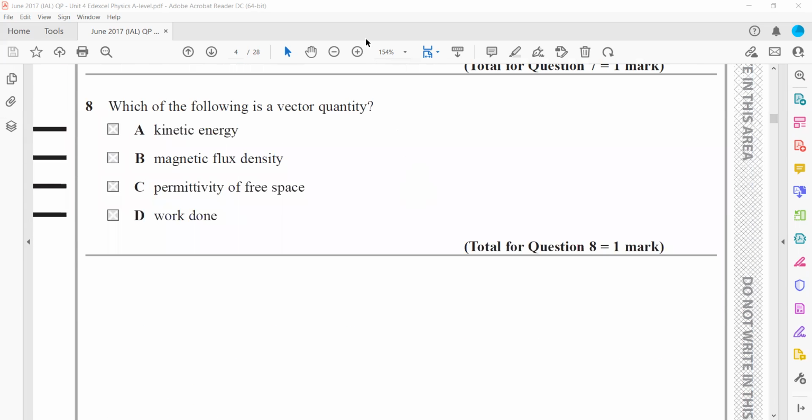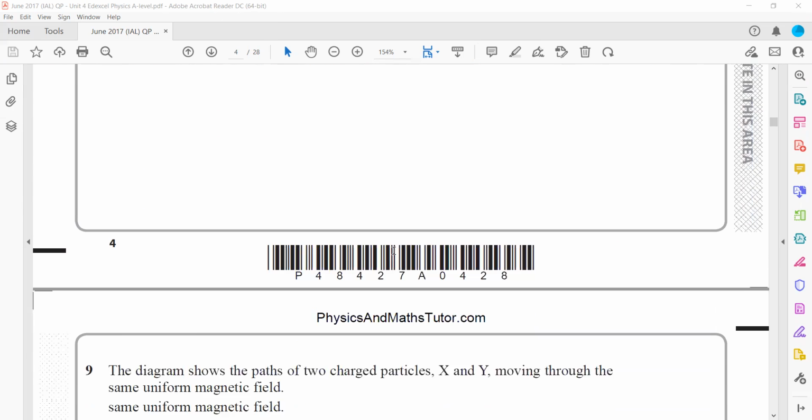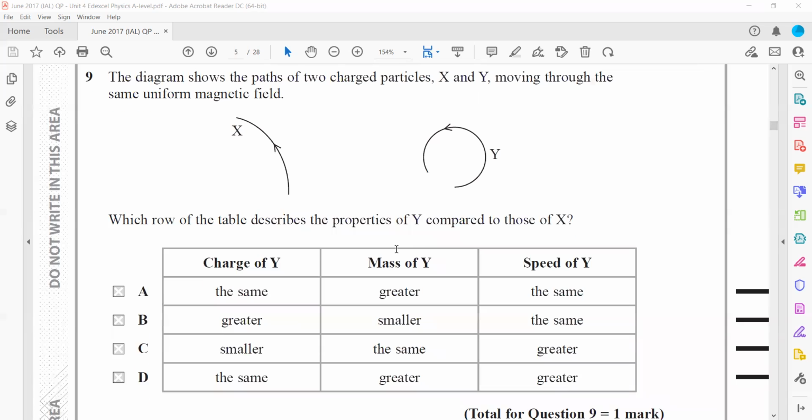Which of the following is a vector quantity? Kinetic energy, scalar. Magnetic field, vector. Energy of the free space, scalar. Work done is a scalar. Magnetic flux density is B, having a direction from north to south. Permittivity of free space means how many electric field lines can pass.